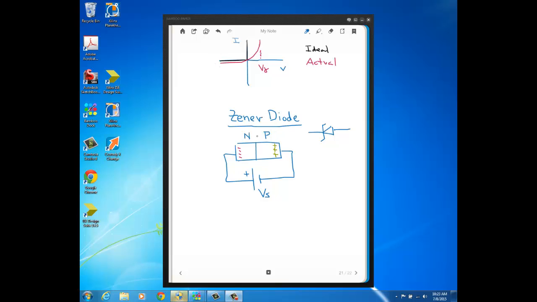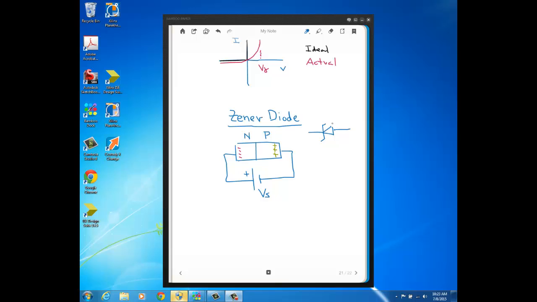So here I have a PN junction that's reverse biased. As you can see, the higher voltage end of the source is connected to the N side, which is the cathode of the PN junction, and the lower negative terminal of the source is connected to the anode, the P side of the junction. Now here's the circuit symbol for a Zener diode.